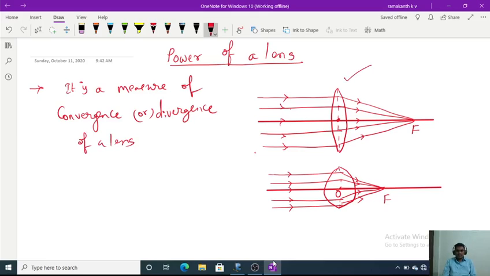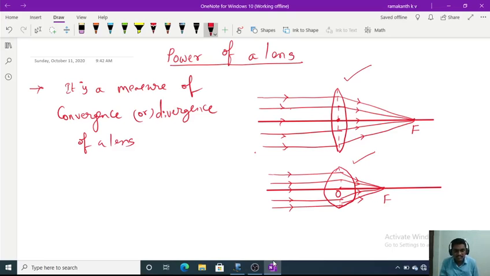So I'm representing two convex lenses here. One is thin and another is a thicker convex lens. Here the focal length is large, and here the focal length is small. Look at the parallel beam of light. When a parallel beam of light passes through this thin convex lens, after refraction they meet at a point on the principal axis.